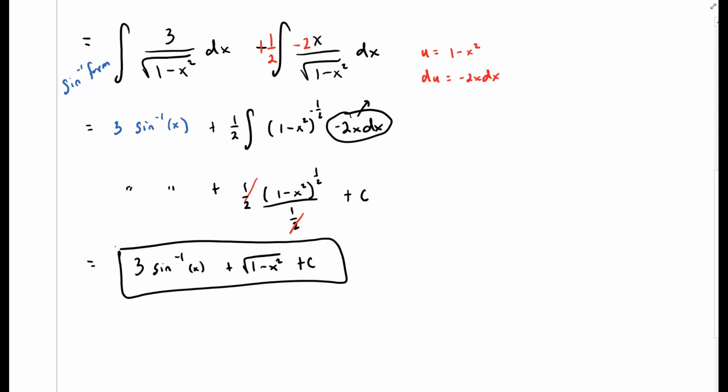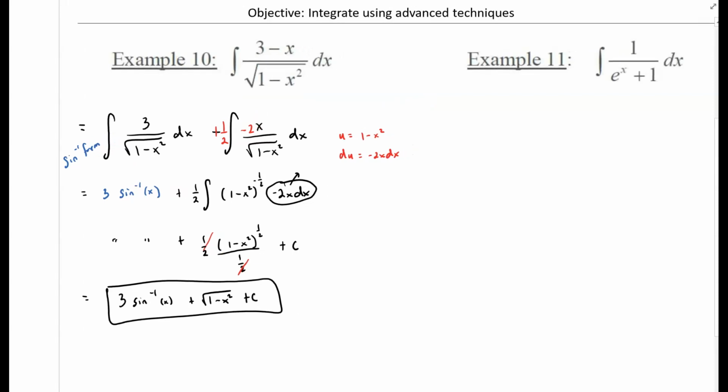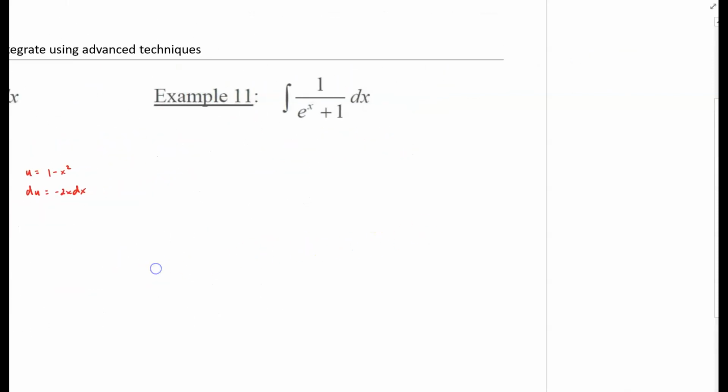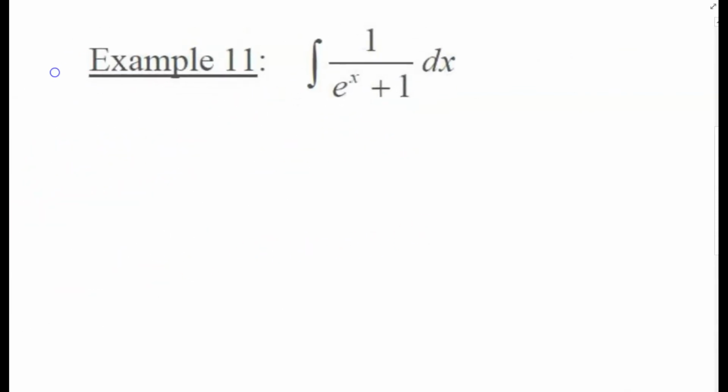Okay. All right. Last example, example number 11. Example number 11 is the weirdest and kind of most out-of-the-box integration method that you'll probably see. Here I have the integral of 1 over e to the x plus 1 dx.